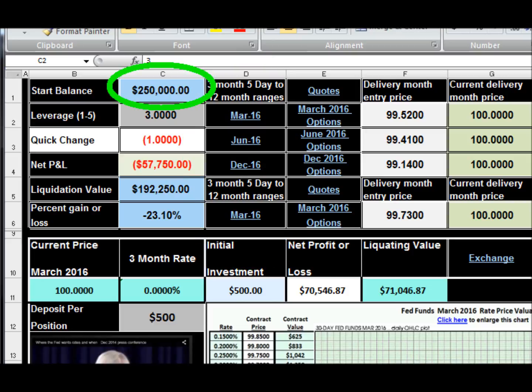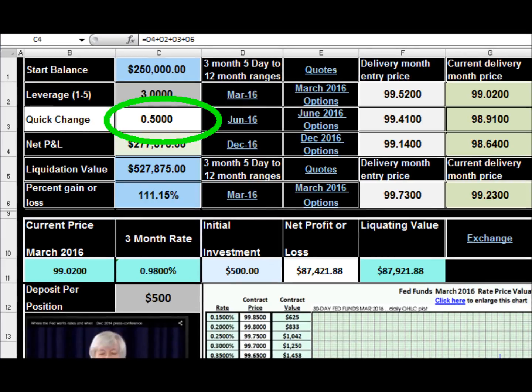My initial investment for this actual trade is $250,000. The first thing I'm going to do is qualify risk. On the spreadsheet, I've entered a value of -1. This will force all the contract prices for all markets and deliveries up to a price of 100, representing a rate of 0. My net loss at 0 would be $57,750, dropping the initial investment value of $250,000 down to $192,250, or a negative 23.10%.